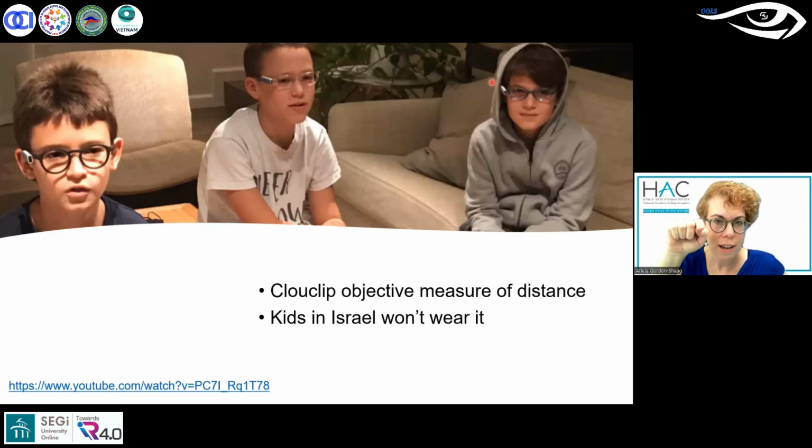The infrared light hits the object and is reflected back. The device measures the amount of time it takes the beam of light to go out and back, and that gives you distance. The problem is that these kids would not wear this device. They just wouldn't wear it. They refused to wear it. We couldn't get any of the kids to wear it. So we said, okay, the kids aren't going to wear it. Let's try it on adults.